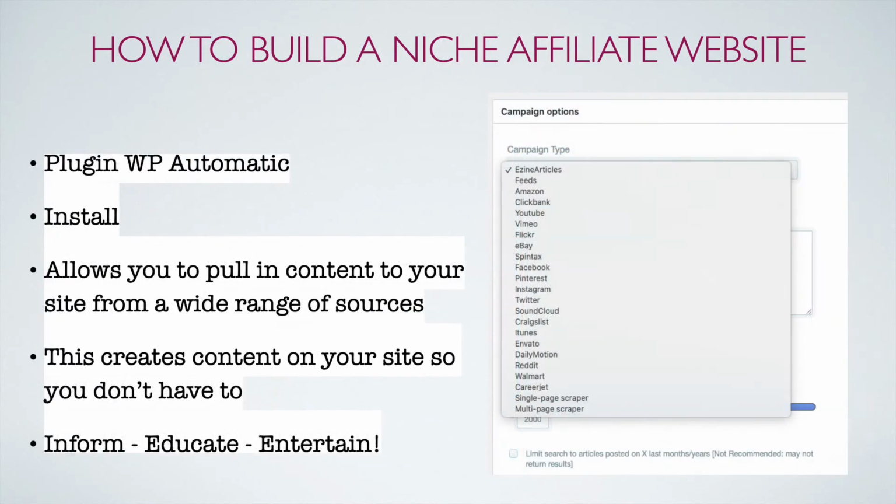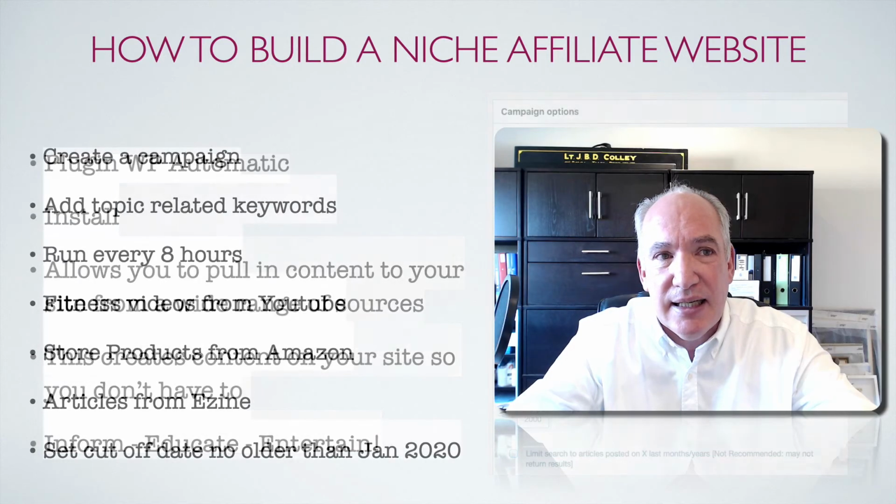The way to do it is using this plugin WP Automatic, which you need to install. It allows you to pull in content to your site from a wide range of sources, which you can see here on the screen. We're particularly interested in Amazon and YouTube and e-zine articles. And remember, the objective of your site is to inform, educate, and entertain.